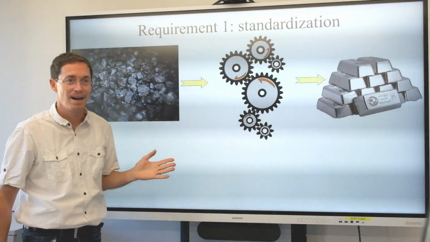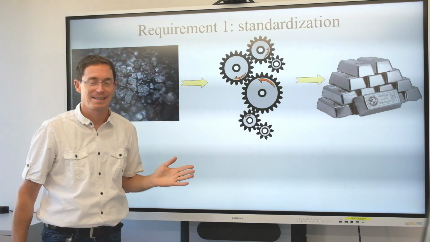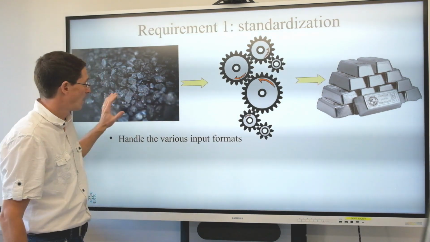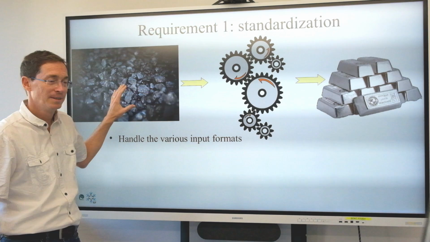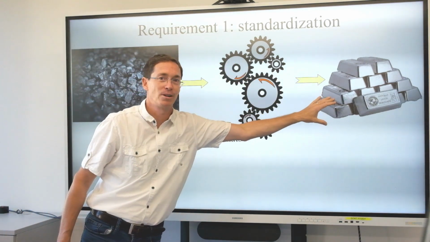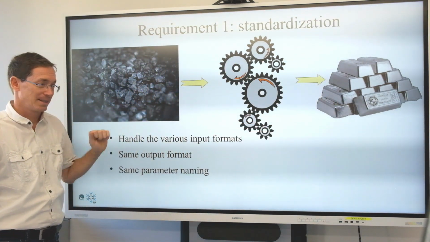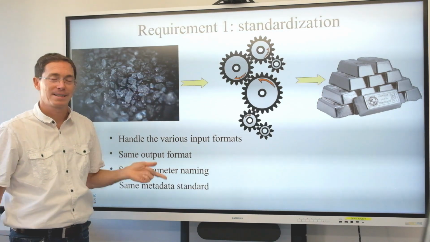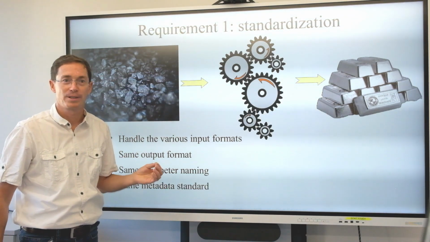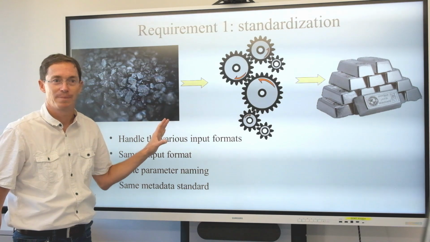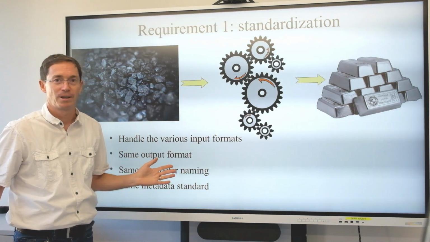The first requirement has to do with standardization of the data. We need to handle all the different input formats and deliver everything in the same output format, with the same parameter naming and with the same metadata standard. So we can reuse the data, not knowing exactly where it's coming from. It's going to be transparent for you.